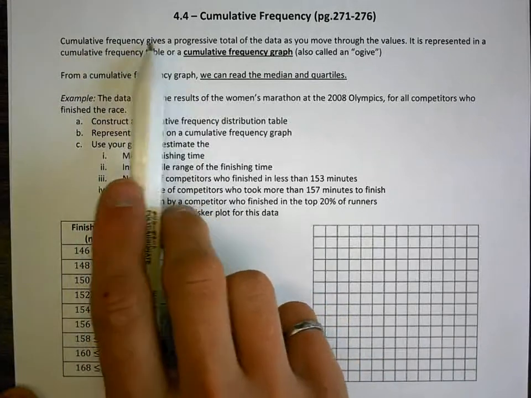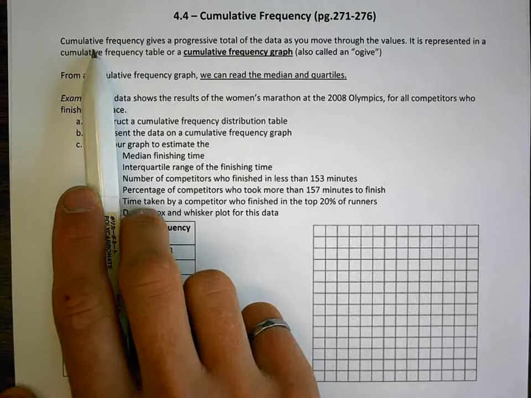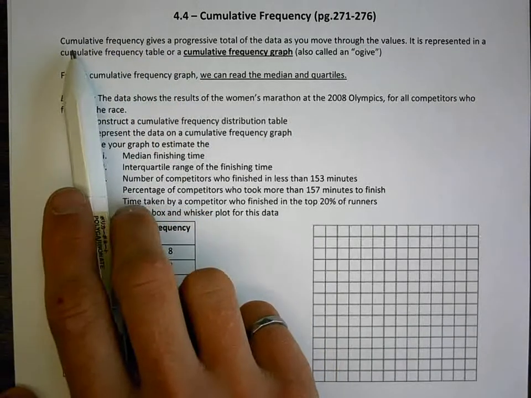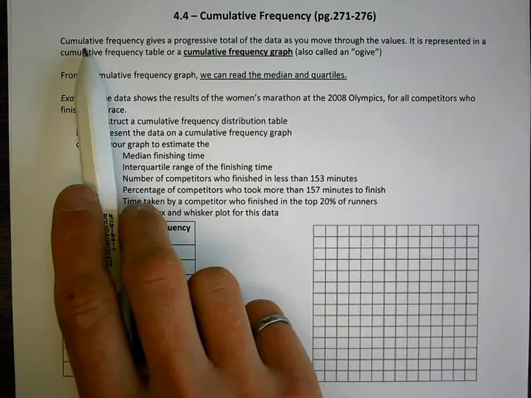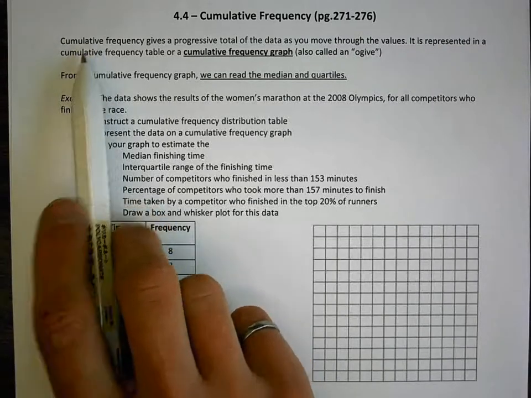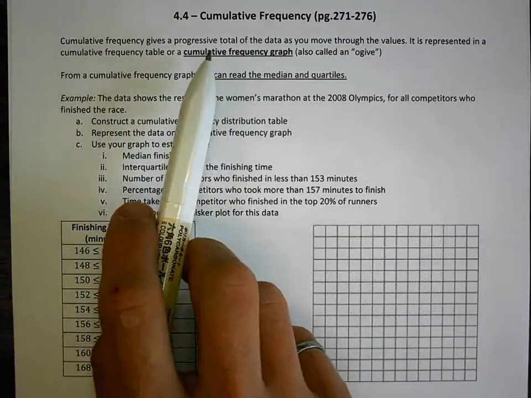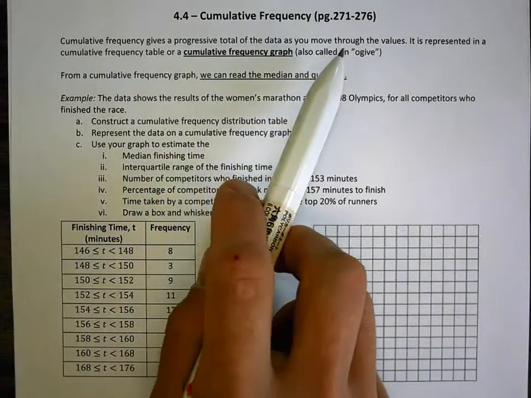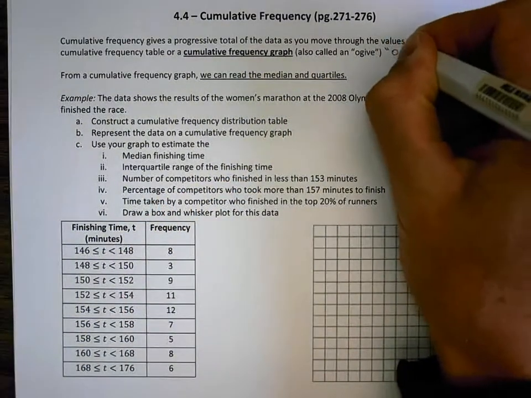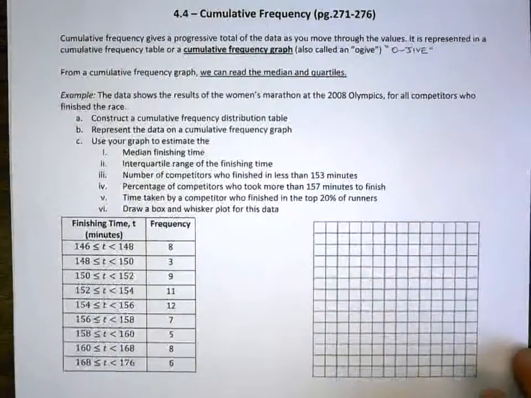Basically, cumulative frequency is all about the cumulative amount of statistics. So it's a progressive total as you go through your values. Think of it like a cumulative review, which is a review of everything you've done. We're going to be looking at a cumulative frequency table and making a cumulative frequency graph, which is also called an ogive. I guess that's a fact if you ever need it for Jeopardy. Ogive, that's how it's pronounced.